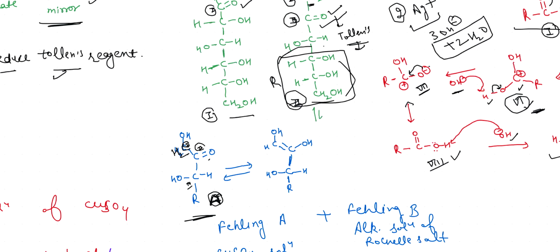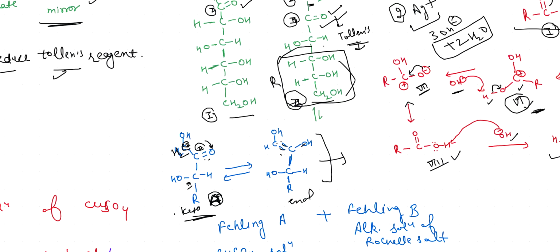This is your keto form, but it again undergoes tautomerization, that is called keto-enol. This is your keto form and this is your enol form. In the carbon carrying two hydrogens, one of the hydrogens gets transferred to this oxygen, and this pi bond gets converted into a single bond, and there is formation of a double bond between carbon and carbon. So that's why, due to tautomerization, this can be oxidized using Tollens reagent.